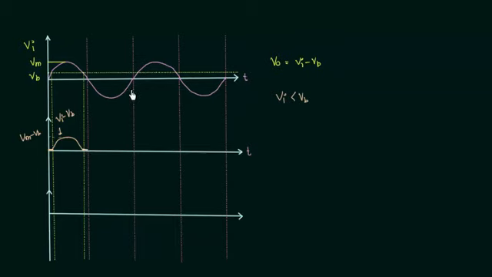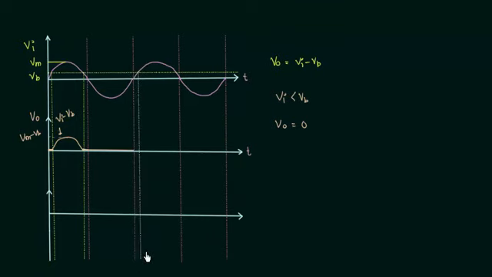For the negative half cycle, the output voltage is equal to 0, so we have 0 as the value of output voltage. This plot is for output voltage Vo. After this, we have the same plot for the next positive half cycle.